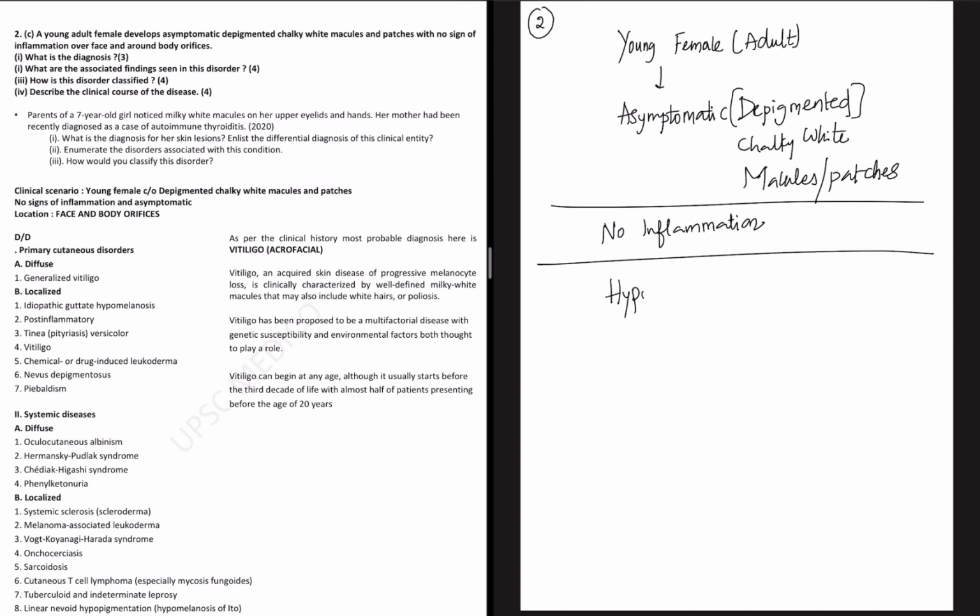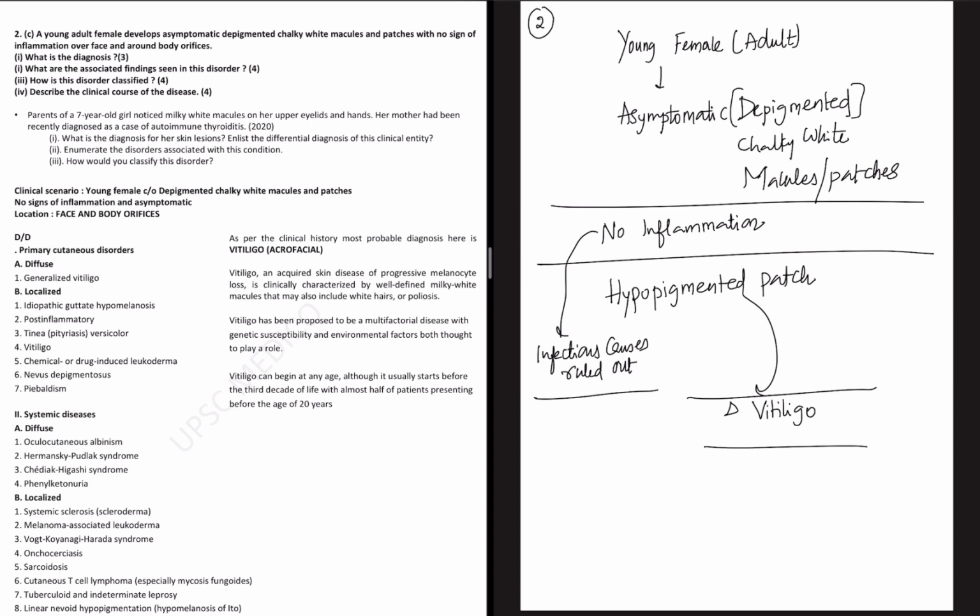So the clinical scenario here is a hypopigmented patch. No inflammation means infectious causes are ruled out, because sometimes there is a post-inflammatory hypopigmentation which develops after clearing of any other lesion. I'm not getting into the differential diagnosis because the weightage is only for 3 marks. If you can highlight that young female, asymptomatic, depigmented, they're all pointing to only one diagnosis, that is vitiligo, which is generalized vitiligo.